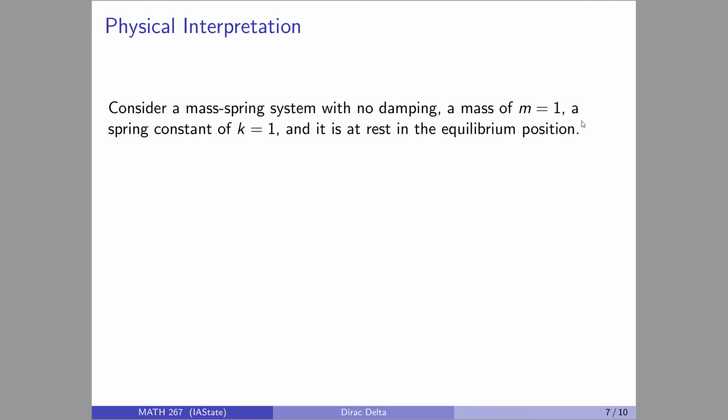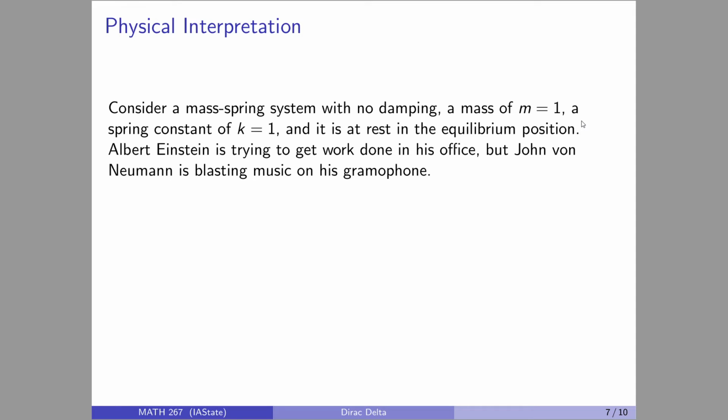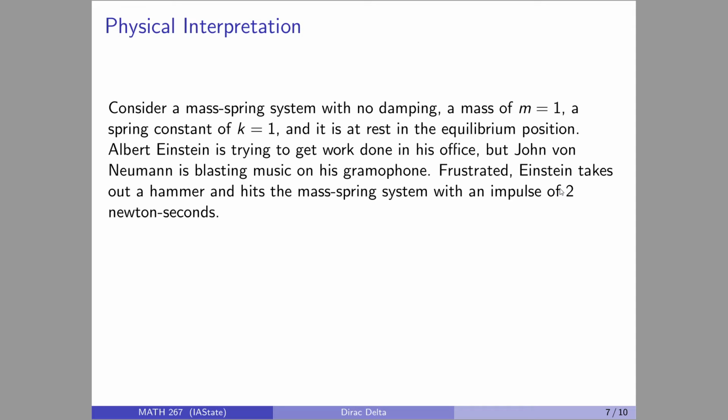Okay. So something needs to happen. Okay. So let's say Einstein is trying to get work done, but that pesky von Neumann is blasting music again. Speaking of 1945, this was literally a problem on the campus of Princeton University. Frustrated Einstein takes out a hammer and hits the mass spring system. So now note, a hit like that is instantaneous. It's an impulse, right? There isn't a constant pressure. He doesn't hit it and hold it down. He strikes it with great force. So that's how the Dirac delta comes into play.